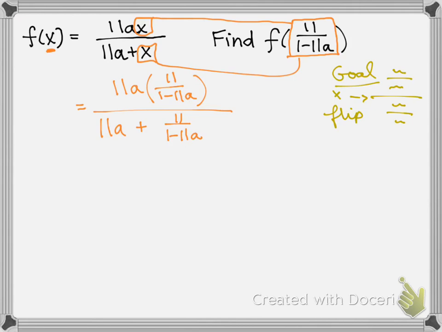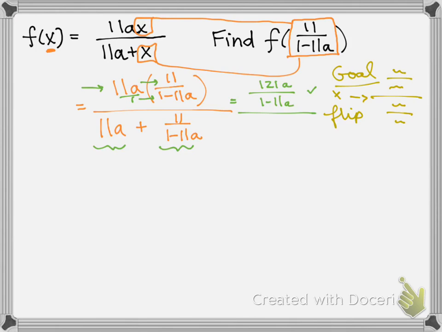So across the numerator, because 11a is just a single term, we can put it over 1, and we're multiplying, so we can multiply straight across. So our numerator for the top fraction becomes 121a divided by 1 minus 11a, and now we have a single fraction. Our denominator, on the other hand, is two terms that are being added.